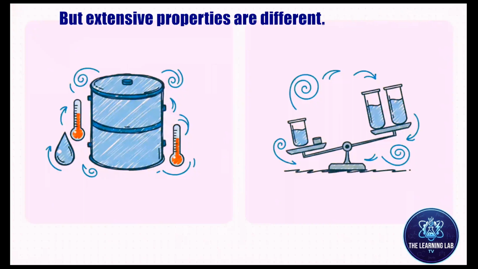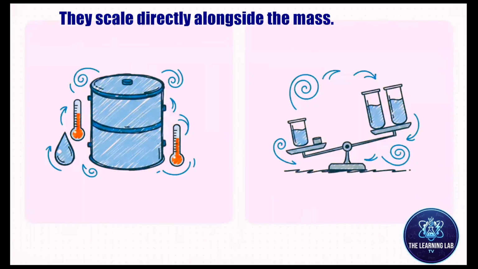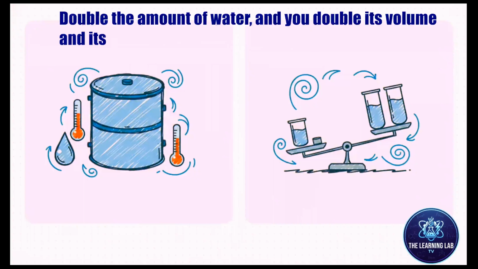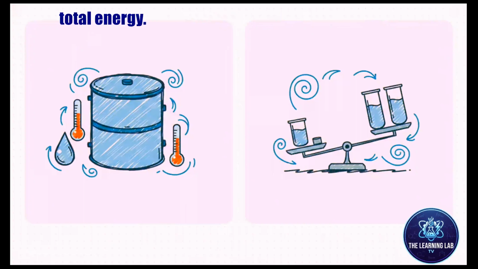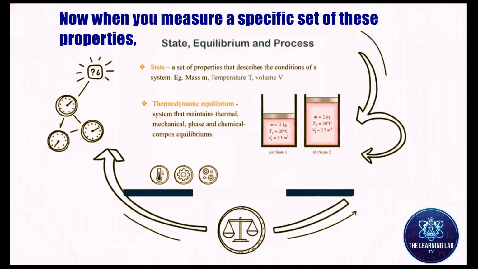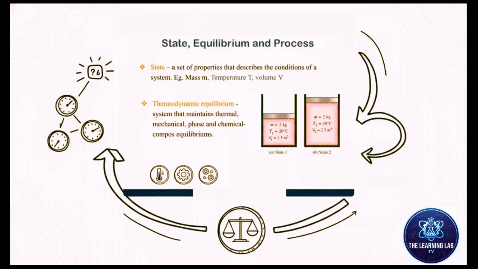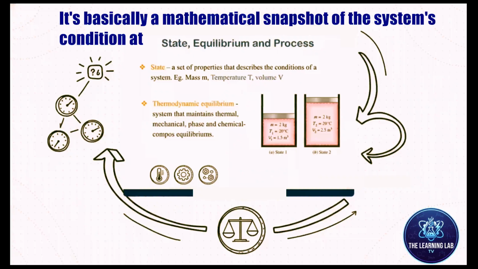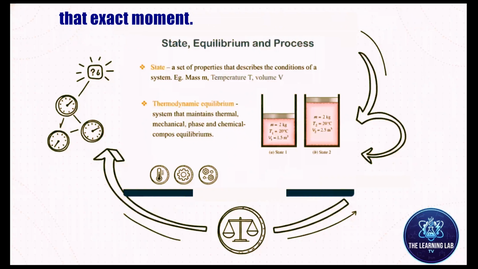But extensive properties are different. They scale directly alongside the mass. Double the amount of water, and you double its volume and its total energy. Now, when you measure a specific set of these properties, you establish a state. It's basically a mathematical snapshot of the system's condition at that exact moment.